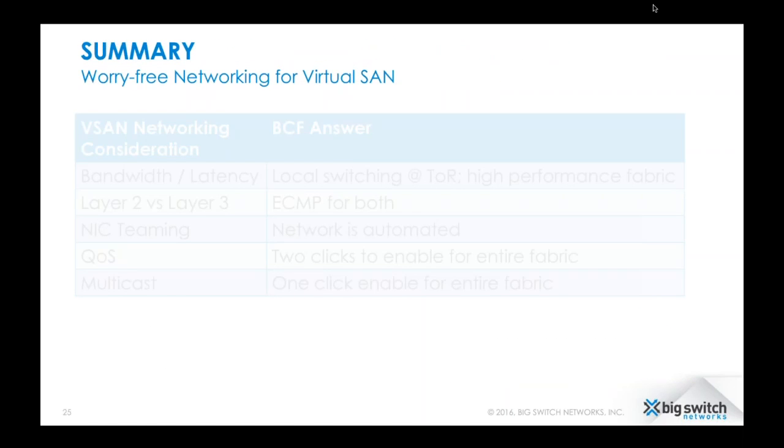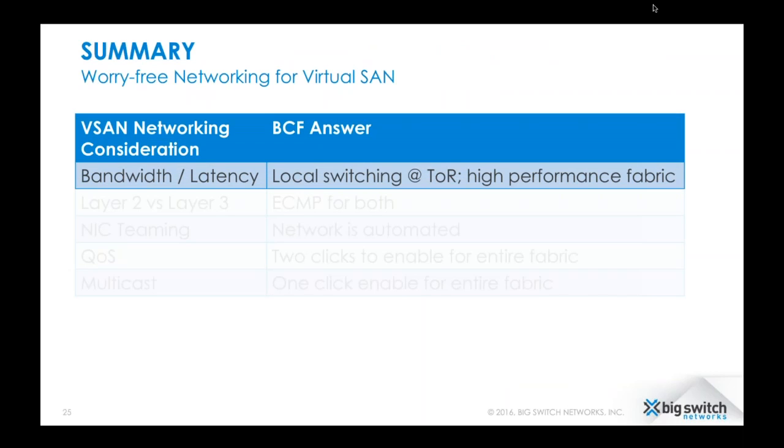Now, in summary, we talked about the worry-free networking for virtual SAN. Let's take a look at a couple of things that John mentioned earlier and see how the Big Cloud Fabric really addresses it. So John talked about fabric bandwidth, latency, using local switching, using kind of pass-through modules and maybe traffic going up a couple of layers, which may be creating extra latency. No such thing with Big Cloud Fabric. Really, we have local switching at the top of rack, and there's a high-performance 10 and 40 gig fabric using modern silicon from Broadcom and modern open networking switches from our white box and bright box partners.